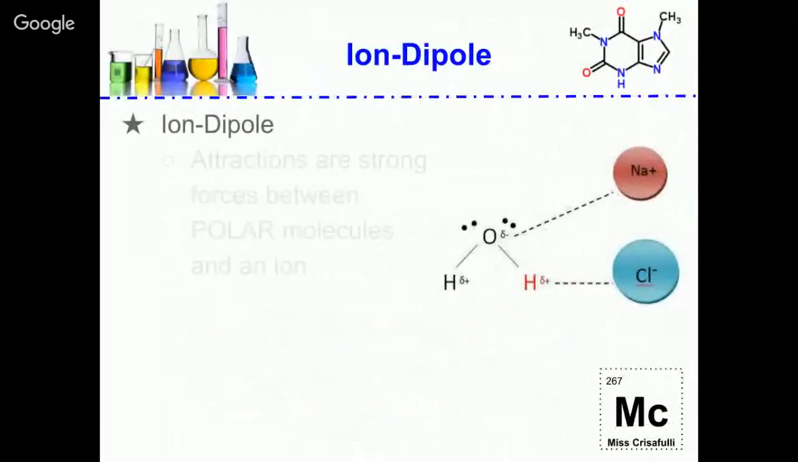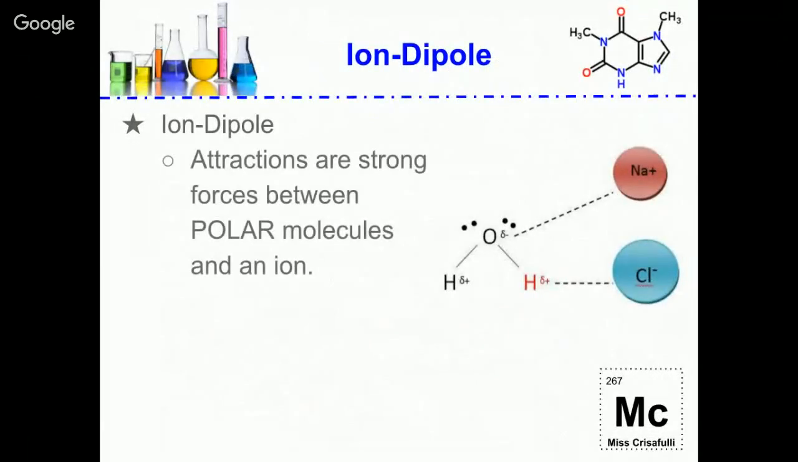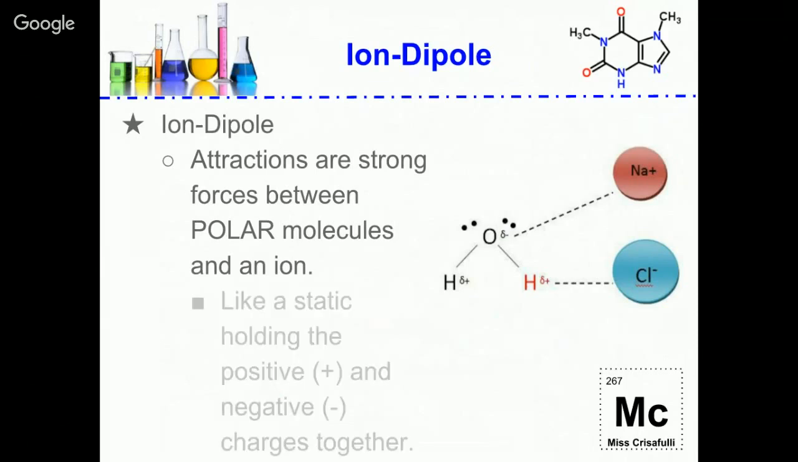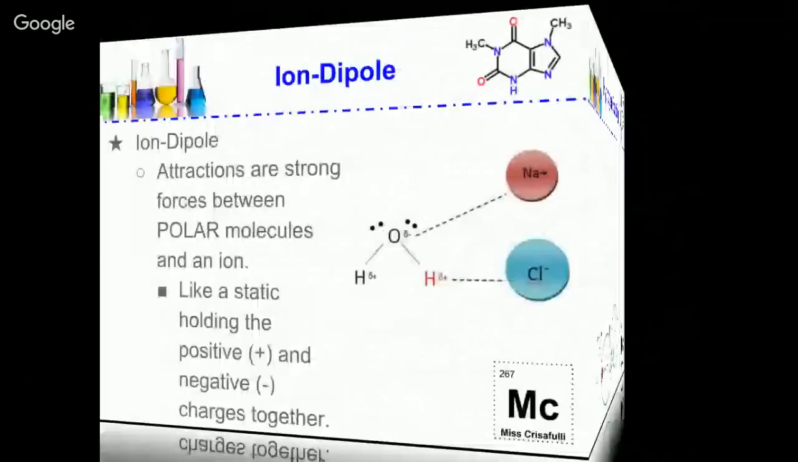Then we have ion-dipole. This is going to be attraction between a polar molecule and an ion. This is what happens when you have ionic salts dissolving in water. So if you look, the sodium positive ion is going to be attracted to the negative side of the water, the O, and then the chloride ion is going to be attracted to the positive H side of water. And again, it's going to be attracted because you have that positive and negative charge, opposite charges attract.